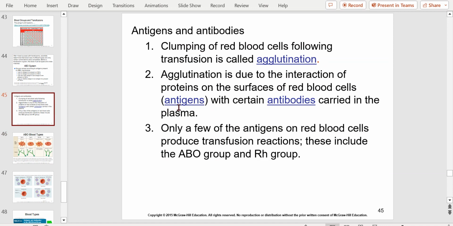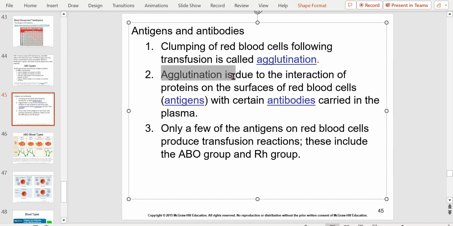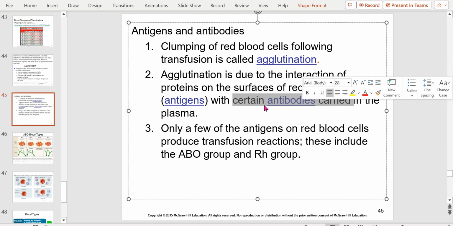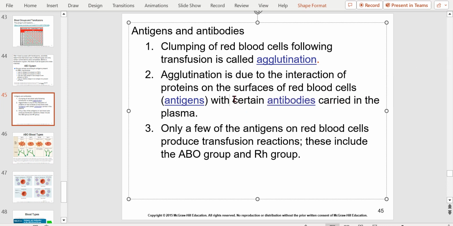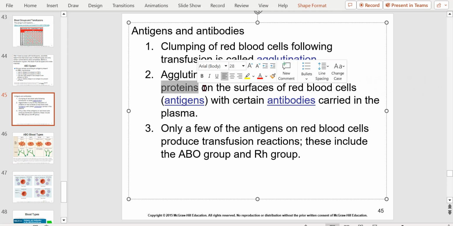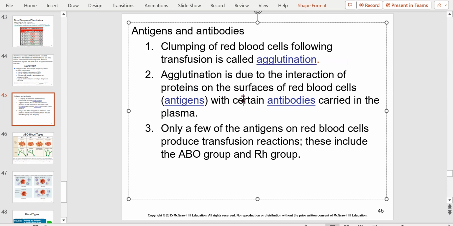Let's go back. Antigens and antibodies. Clumping of RBC cells following transfusion is called agglutination. That's what I was just talking about. That's the jam. Agglutination is due to the interaction of proteins on the surface of red blood cells with certain antibodies carried in the plasma. So antibodies will react with these proteins on the cell surface. We'll get more into that again, but that's the whole process.